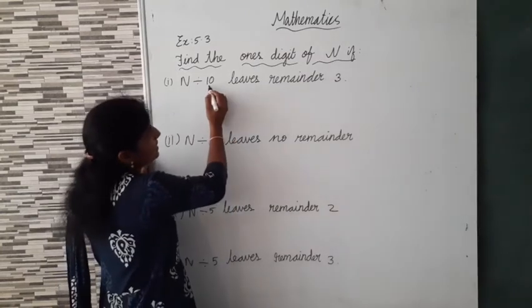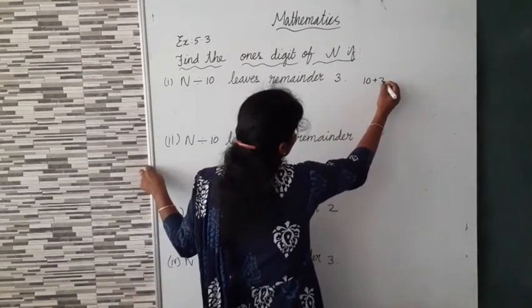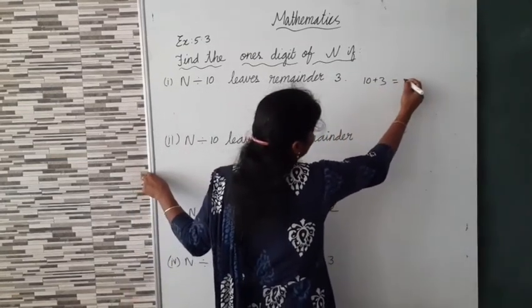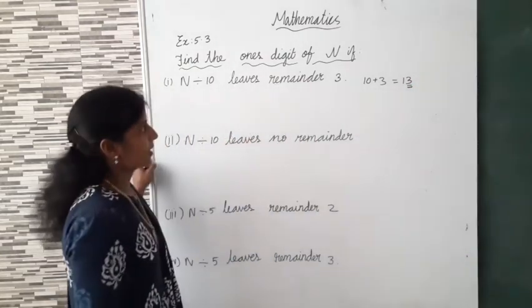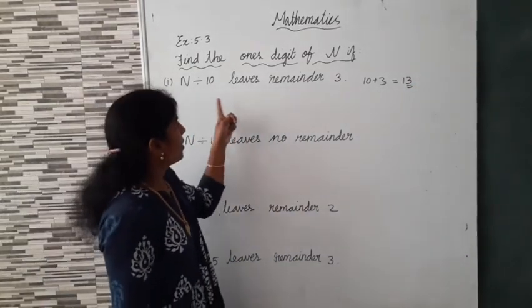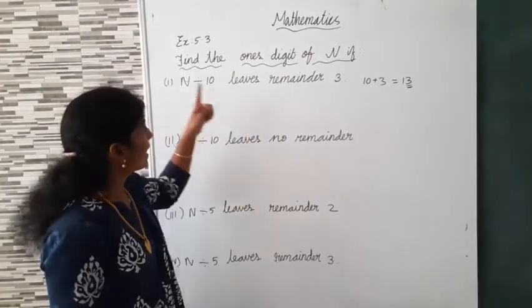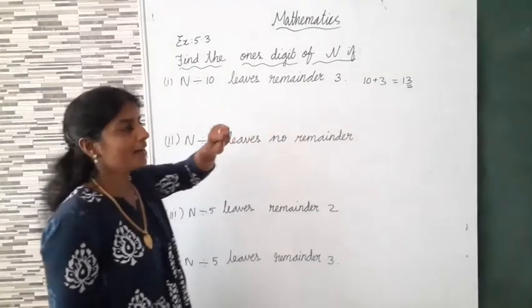Now here, 10, isn't it? Now here 10 plus 3 is equal to 13. What is the ones digit? 3, isn't it? So now we can find the ones digit 3, which means if we divide it by 10, we will get remainder 3.